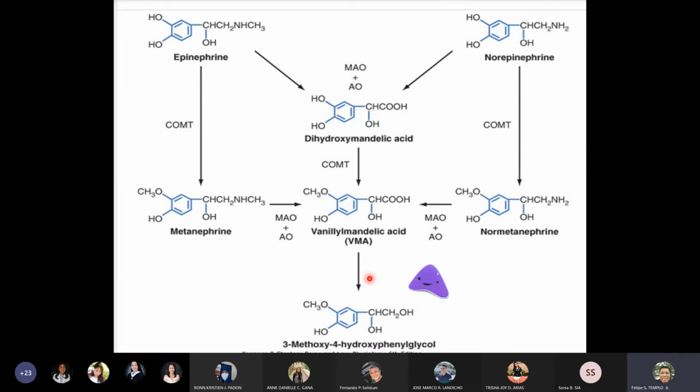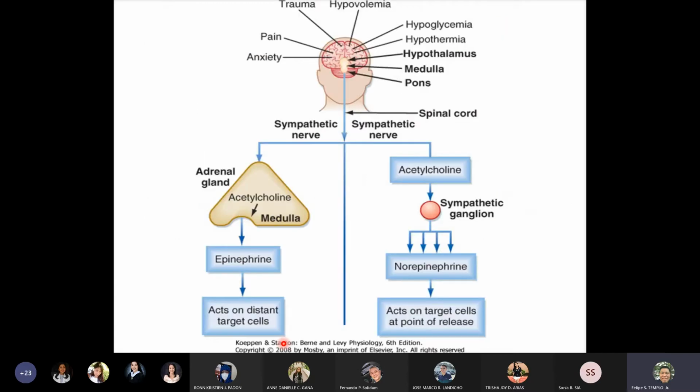Now, as I mentioned earlier, some of your epinephrine and norepinephrine are also produced in your CNS. And in the CNS, the final product is not VMA. The VMA is mainly produced in your liver and kidney, but in the CNS, the final product is 3-methoxy-4-hydroxyphenylglycol. Of course, we do not measure this because you can only measure it using CSF. So maybe you can measure this for research purposes.